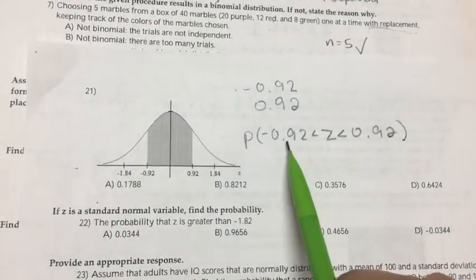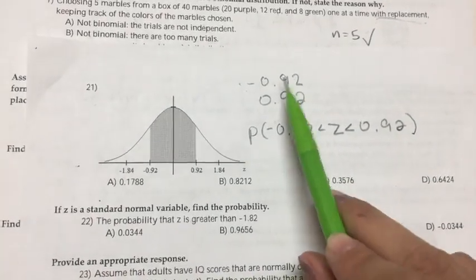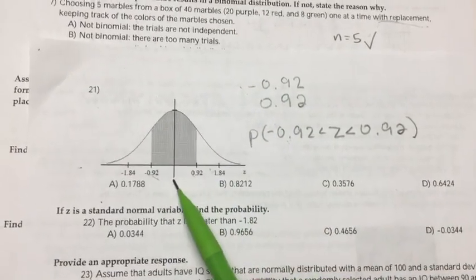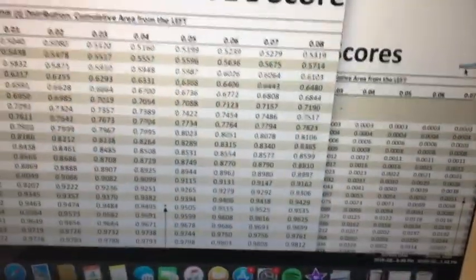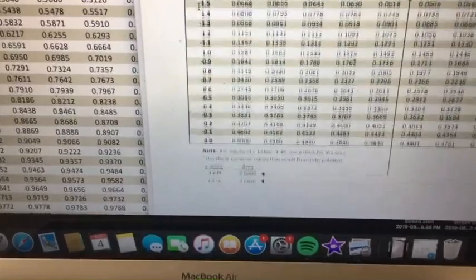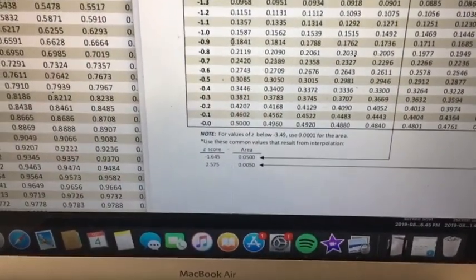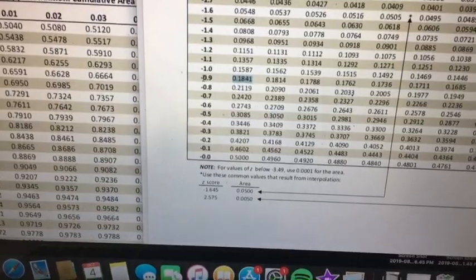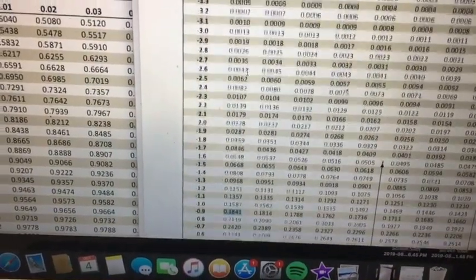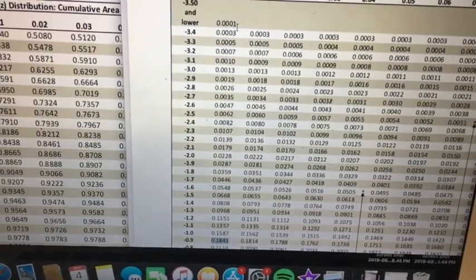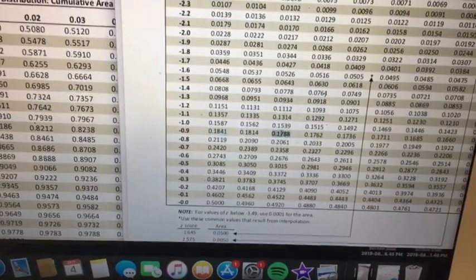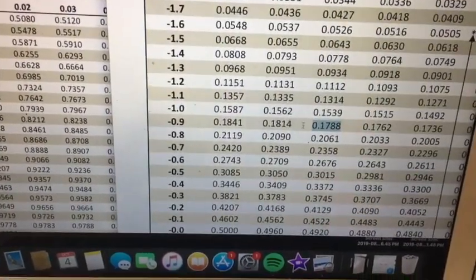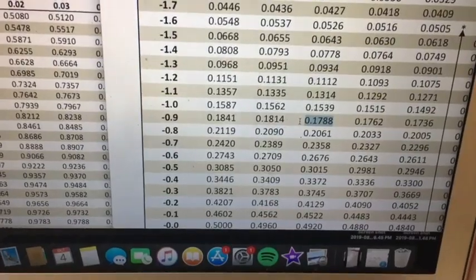So in order, I just notated it like this. You're gonna have to find the area for both of these z-scores right here. So negative 0.92, that tells you that you're gonna be using a negative chart. Negative 0.9 is on this row. You want negative 0.92. So here's the 2. Okay. So the area for negative 0.92 is 0.1788.